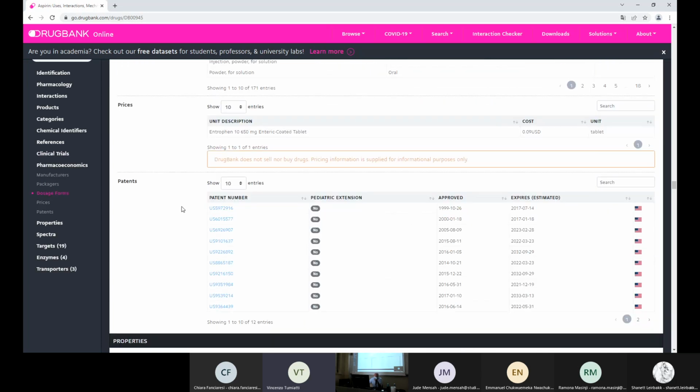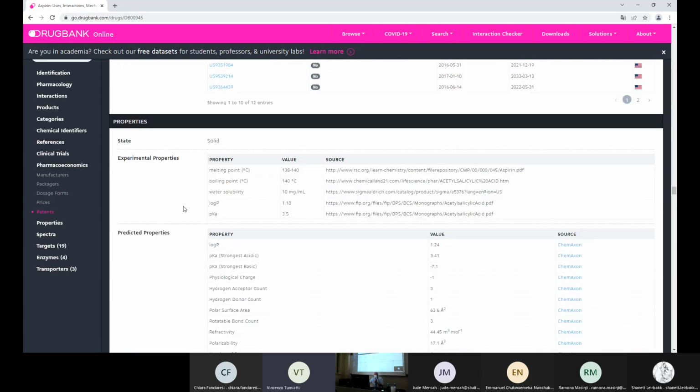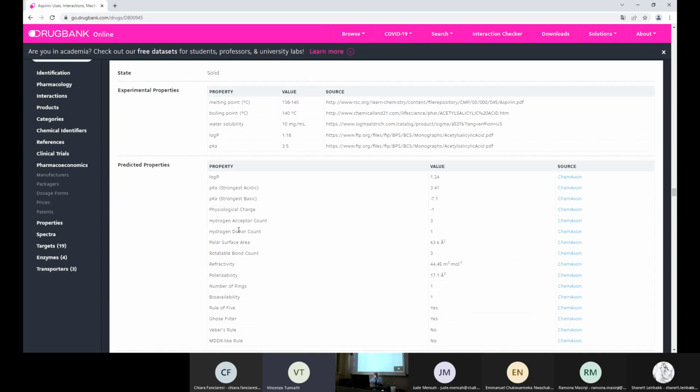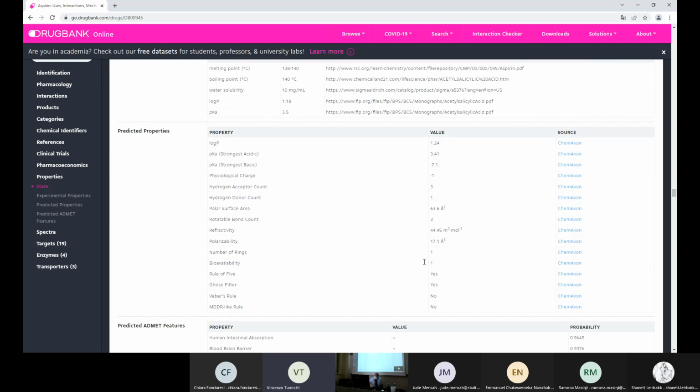Prices, patents, experimental properties, melting point, boiling point, water solubility. You see log P. Oh, finally, pKa. So you see log P value, pKa, physiological charts, and so on, hydrogen acceptor count, hydrogen donor count, polar surface, refractivity, and so on. Number of rings, bioavailability, rule of 5, Weber's rule.